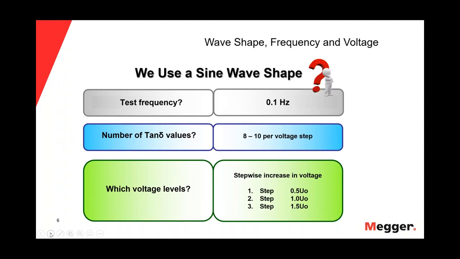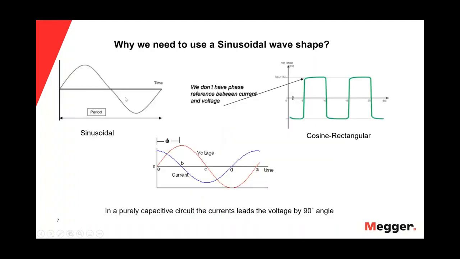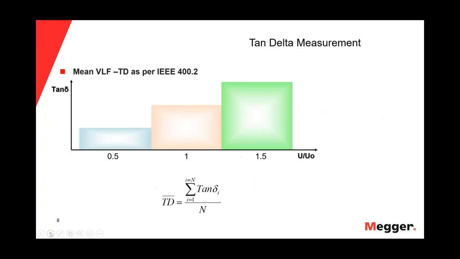Any questions? Okay, so why do we need to use a sinusoidal wave shape? Here's the sinusoidal as you saw earlier. The difference is here on the right, the cosine rectangular, where we don't have the phase reference between the current and the voltage for the tan delta measurement, as opposed to the VLF. In a purely capacitive circuit, the current leads the voltage by a 90 degree angle as applied here. A is the voltage, B is the current, and this is the time.